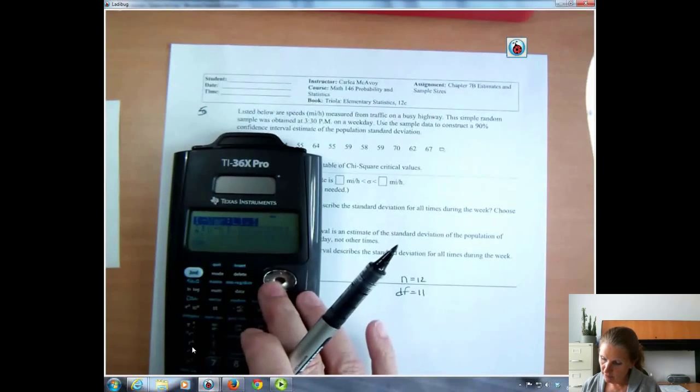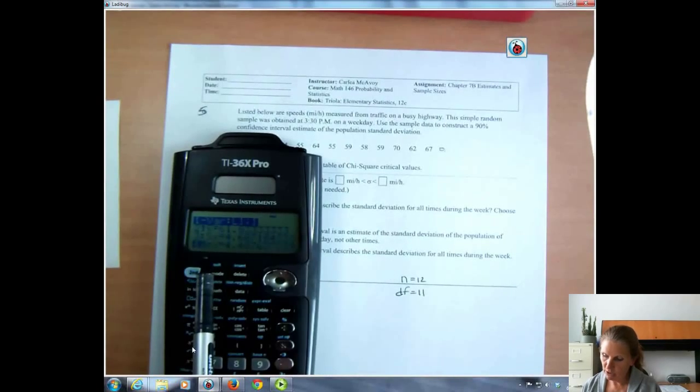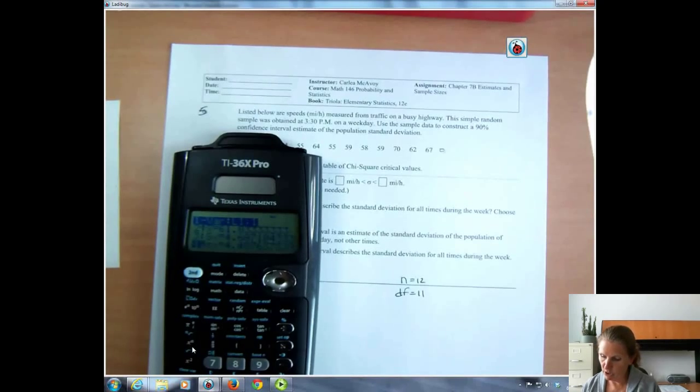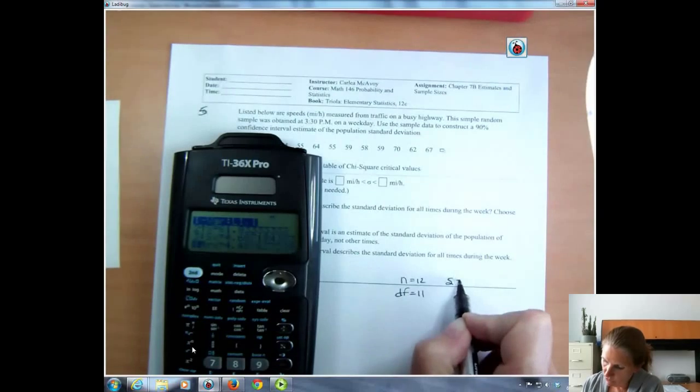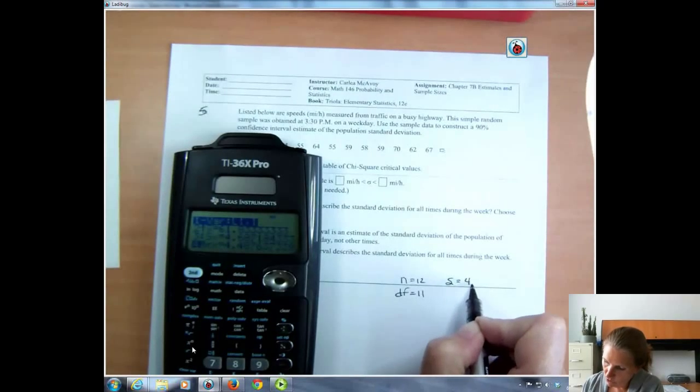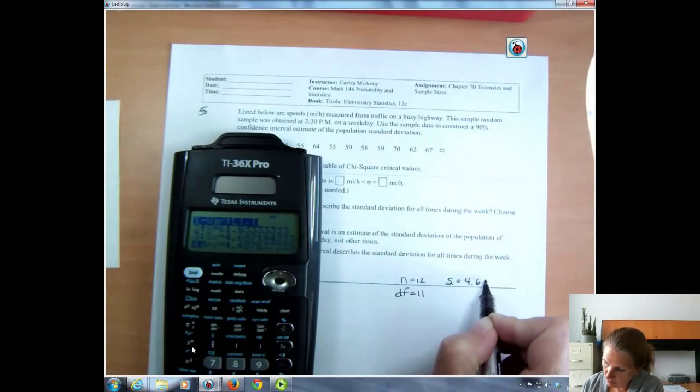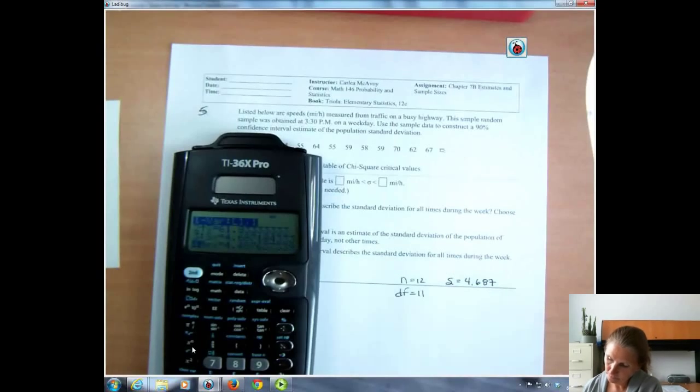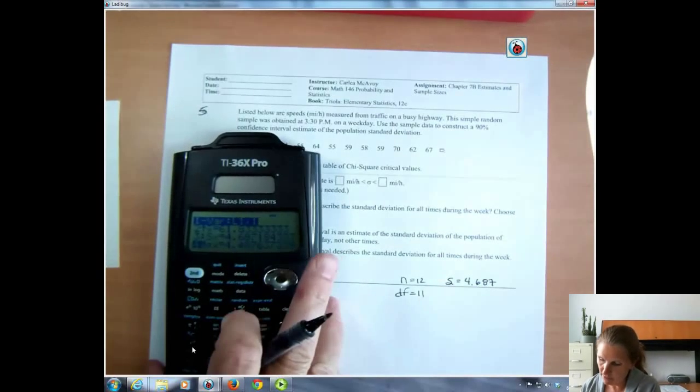Notice they have a population standard deviation. We can't use that one. It's no point. We don't know what the population is, and we're just looking at ours. So we're interested in S, which I'm going to go out 3 places and call it 4.687. All right, so we have the S that we need.